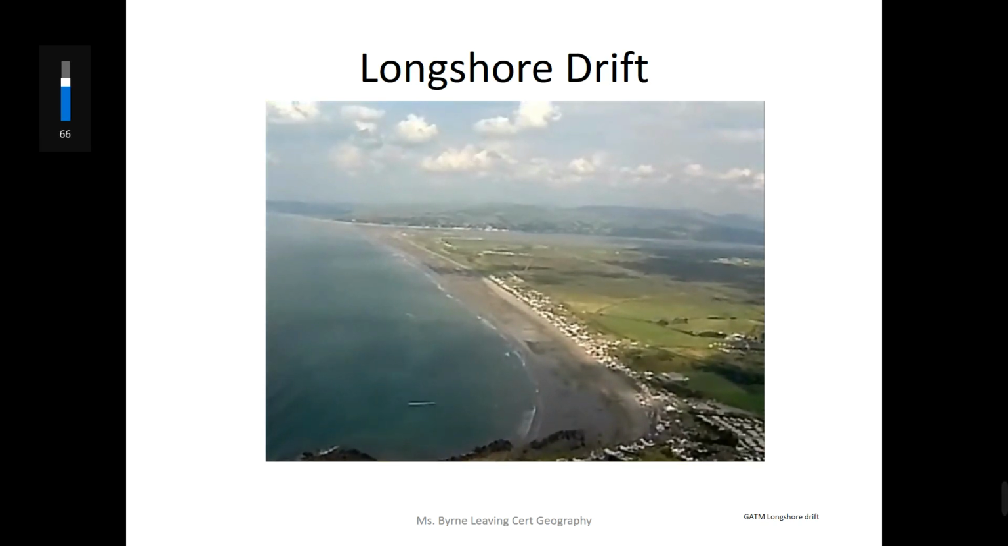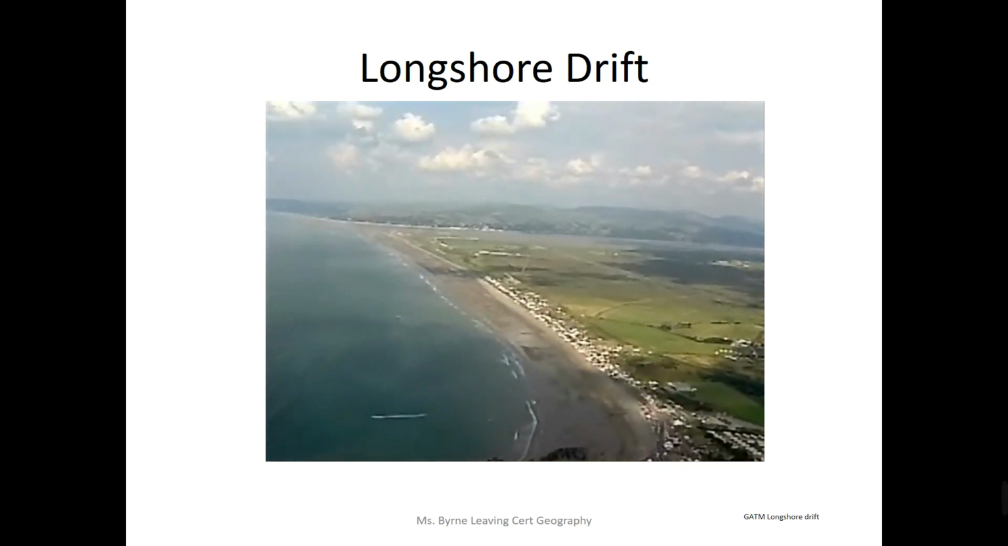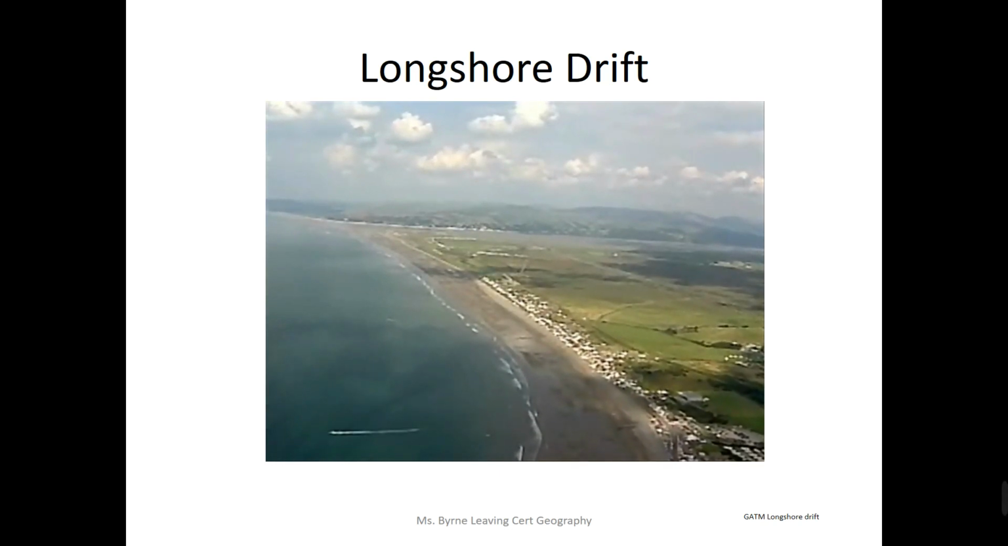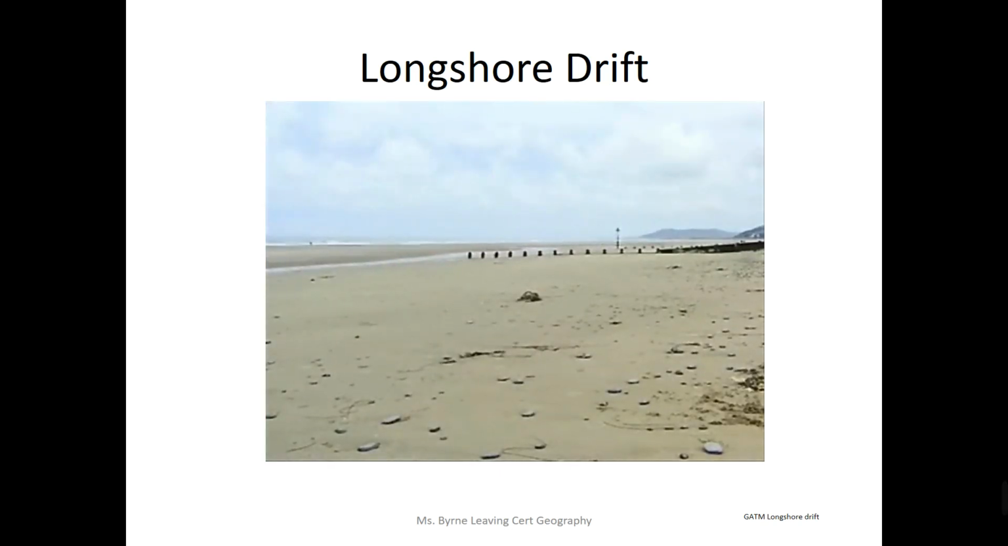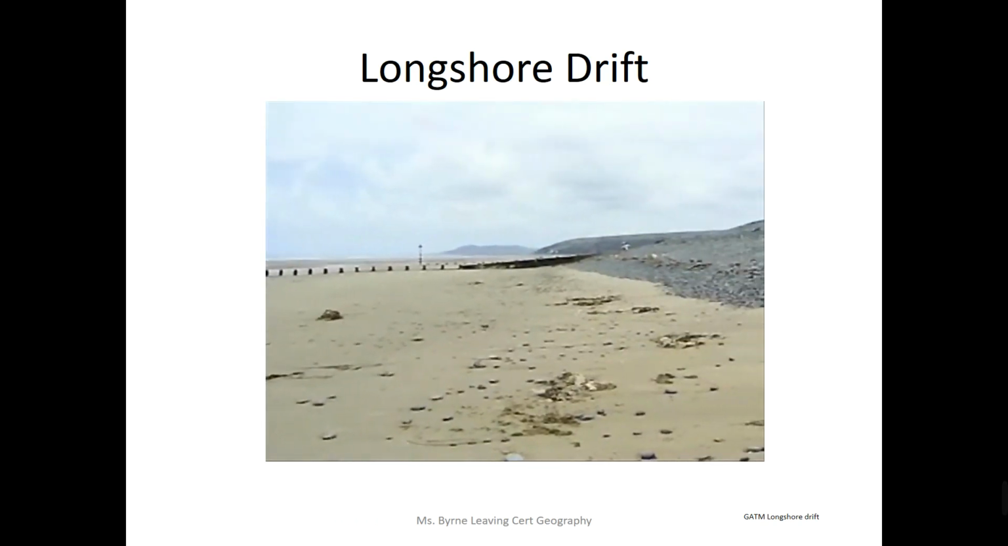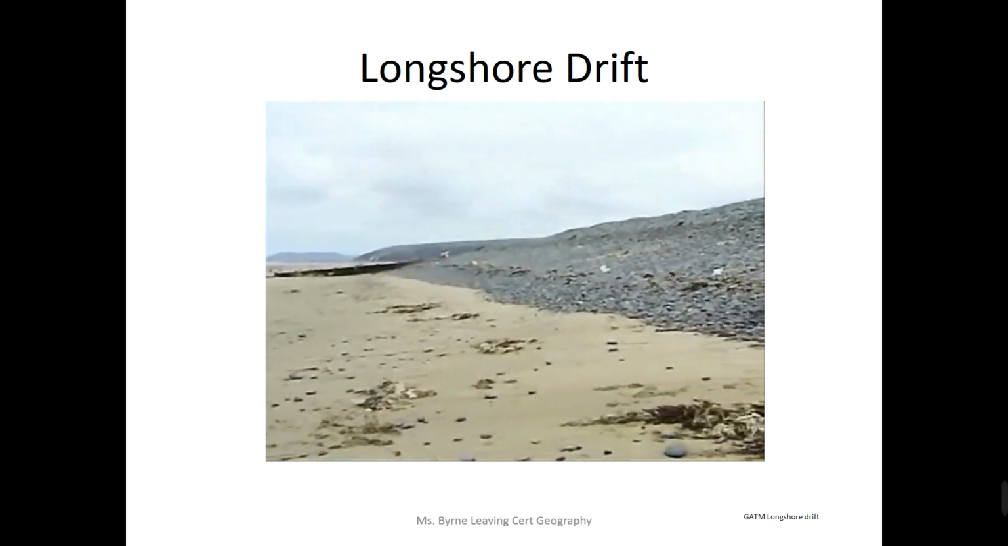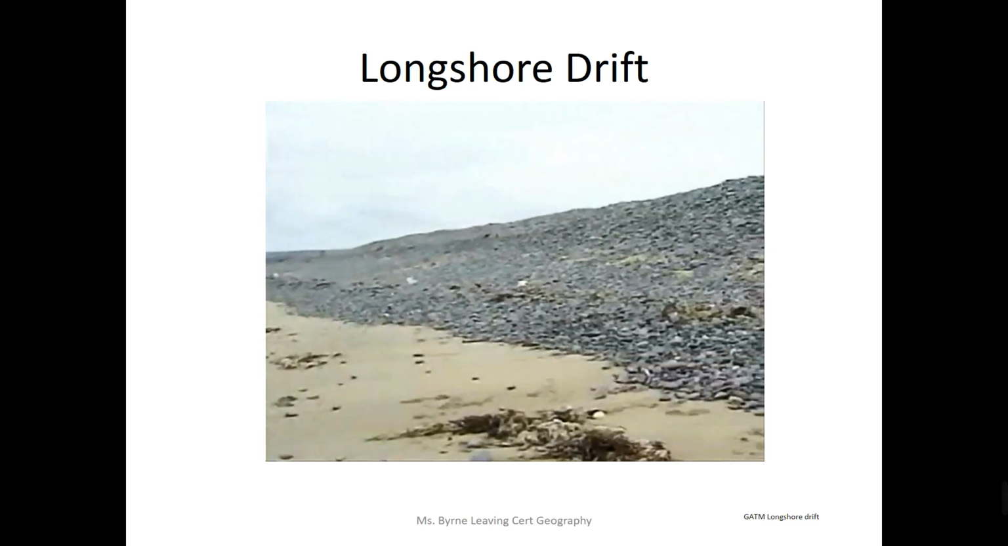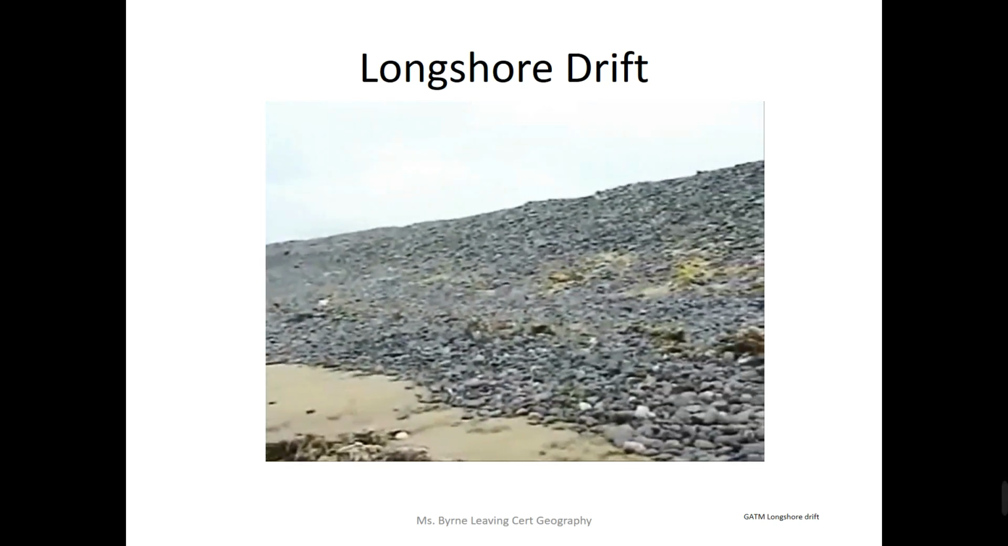Fourth Beach, just north of Aberystwyth, is about 2 kilometres long. The sand is on the lower part of the beach, and big waves throw the pebbles up to the top of the beach. But how does it all get here in the first place? The answer is Longshore Drift.